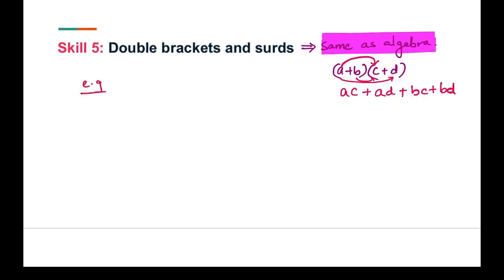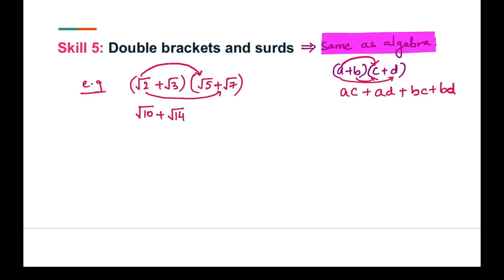So for example, let's take square root of 2 plus square root of 3 in one bracket and square root of 5 plus square root of 7 in another bracket. How do we solve this? So square root 2 times square root 5 will give us square root of 10. Square root 2 times square root of 7 will give us square root of 14, plus square root 3 times square root of 5 gives us square root of 15, plus square root 3 times square root 7 gives us square root of 21, and that is the answer here.